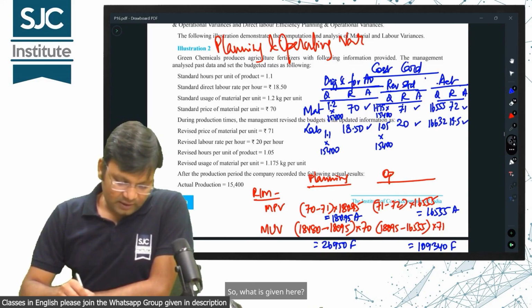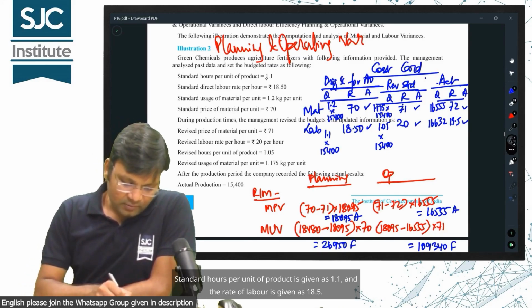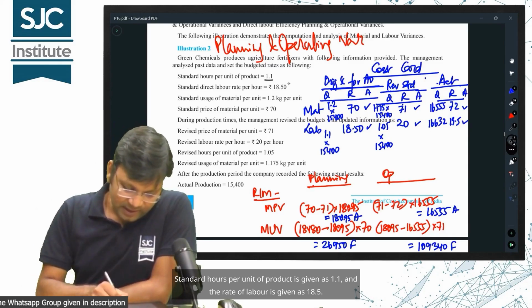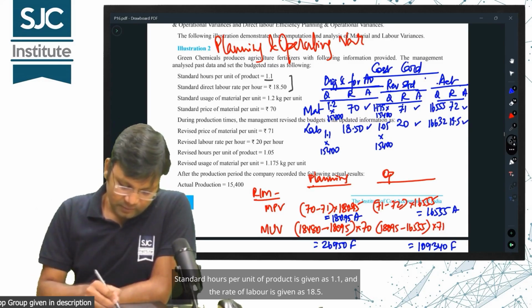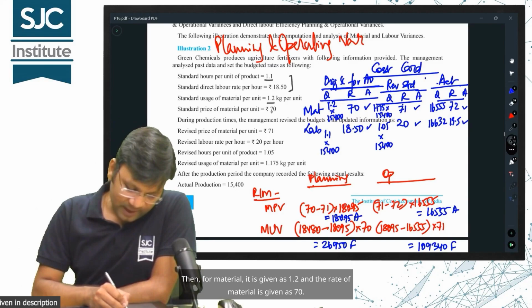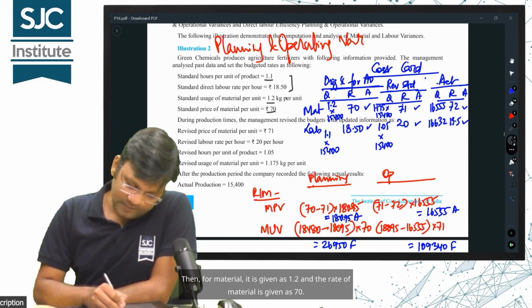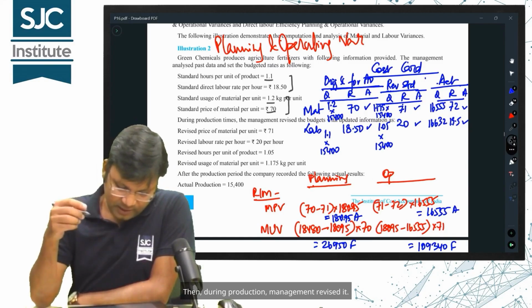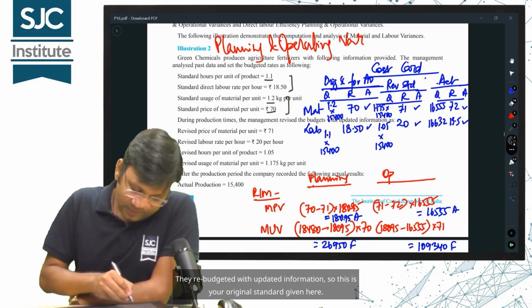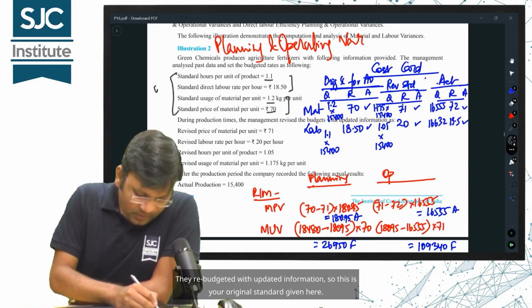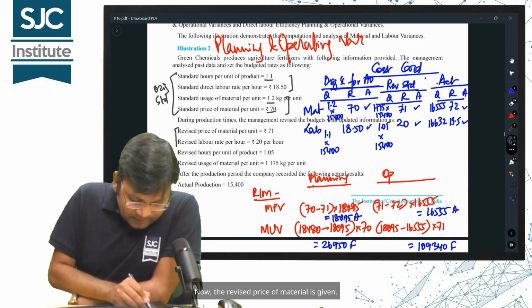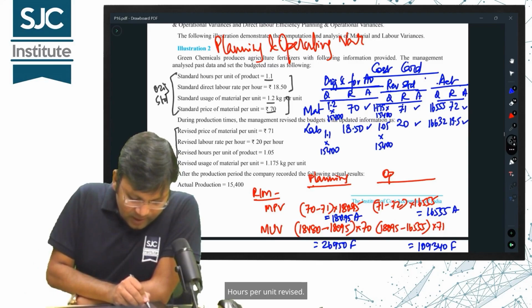So, what is given here? Look, standard hours per unit of product is given as 1.1 and the rate of labor is given as 18.5. Then, for material, it is given as 1.2 and the rate of material is given as 70. Then, during production, management revised it. They rebudgeted with updated information, so this is your original standard given here. Now, the revised price of material is given. Labor rate revised. Hours per unit revised.